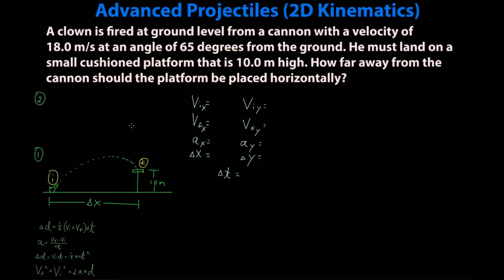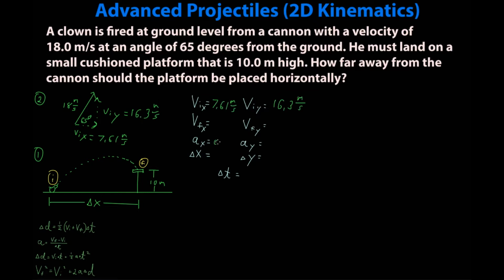Step 2, let's split up the initial velocity. Initial velocity is 18 meters per second at an angle of 65 degrees above the ground. Here's the split. This is VIX and this is VIY. Using cosine, VIX is 7.61 meters per second, and using sine, VIY is 16.3 meters per second. I'll put that in my givens list right now.